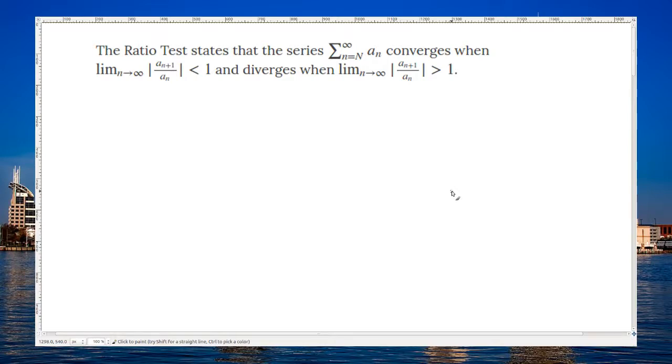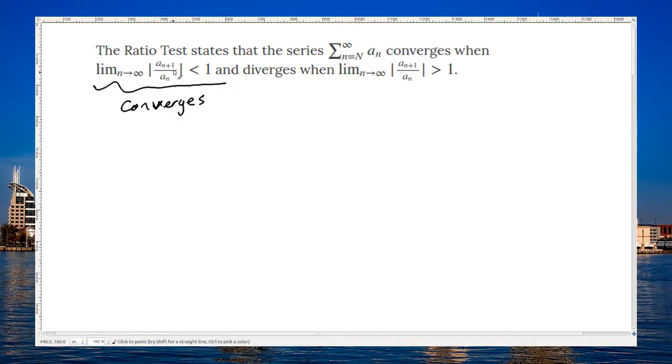The ratio test gives us a simple limit formula that we can plug into, and one will compute the limit and it will immediately tell us whether a series converges or diverges. So let's dig into this concept a little bit, and this is the case that shows that a series converges. So what does that actually mean here?